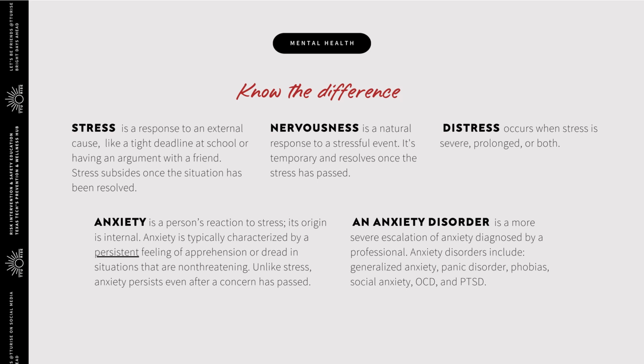Stress is a response to an external cause, like a tight deadline at school or having an argument with a friend. Stress subsides when the situation has been resolved. Nervousness is a natural response to a stressful event. It's a temporary emotion and resolves once stress has passed. Distress occurs when stress is severe and prolonged, or sometimes both.